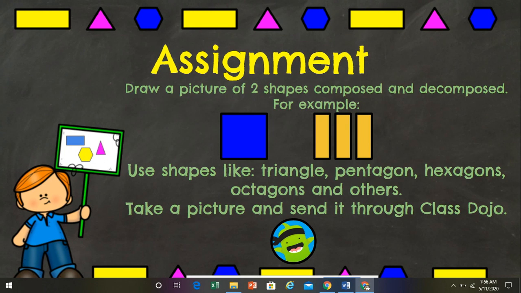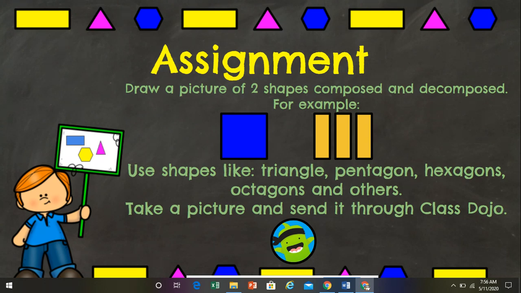You are going to draw it, you're going to take a picture, and you will send it through Class Dojo. Okay, I hope you have fun doing this assignment. And can you please color your shapes? I love every time you color your shapes or your drawings, whatever it is that you do. I love it when you color. I can see your creativity.